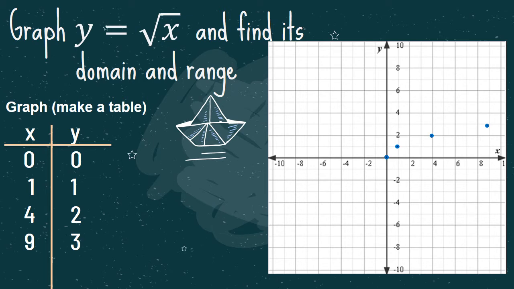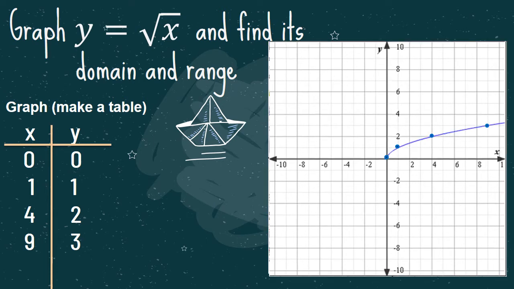And now that we have all the points, what we have to do is connect all the points. Take care of this fact: begin the graphing at the point (0, 0) and extend it to the right. And the graph is going to look like this.